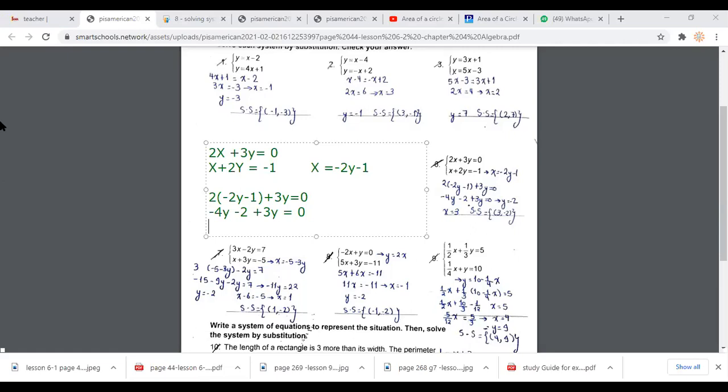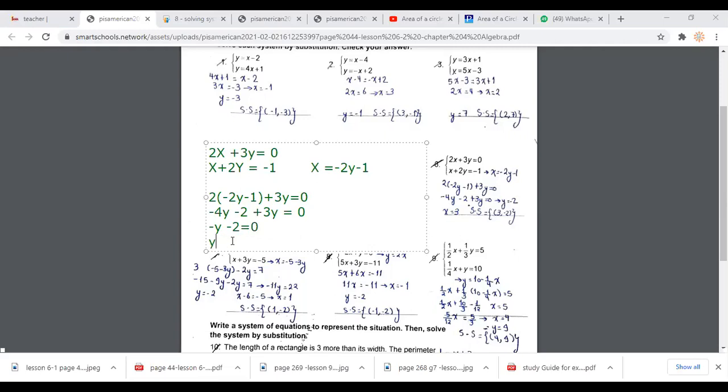Okay, let's continue. Now we combine the like terms, negative 4y plus 3y. How much will it be? Negative y. Yes. Negative y minus 2 equals 0, right? So we can transfer negative 2 to the opposite side, which means y equals how many?